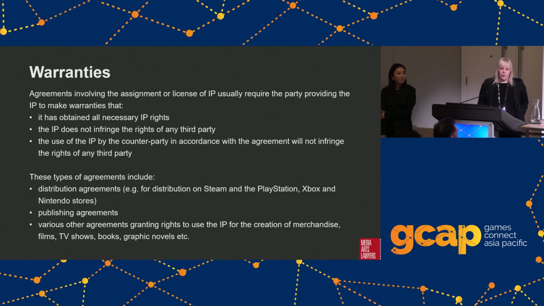As an example, the types of agreements that include these warranties are distribution agreements, e.g. distribution on Steam, PlayStation, Xbox and Nintendo stores. Publishing agreements will almost always include these types of warranties, and then also various other agreements that grant IP rights, such as merchandise, film, TV shows, books, and graphic novels. Nearly every type of agreement that involves the license or assignment of IP will include a warranty like this.